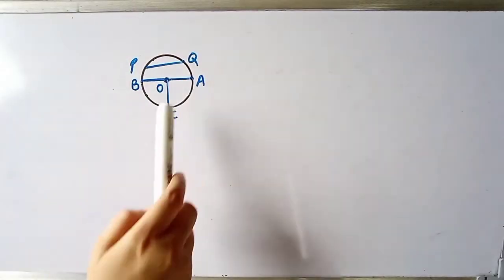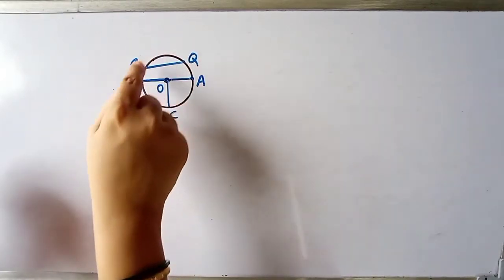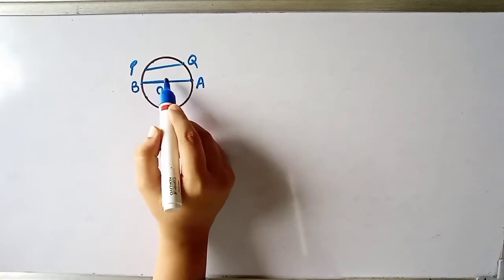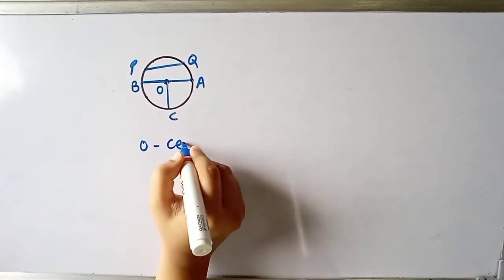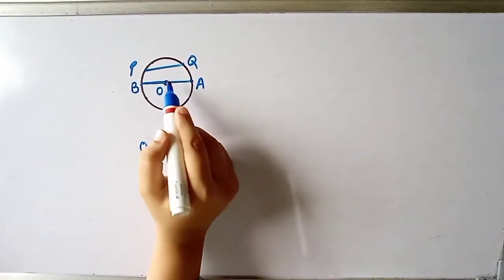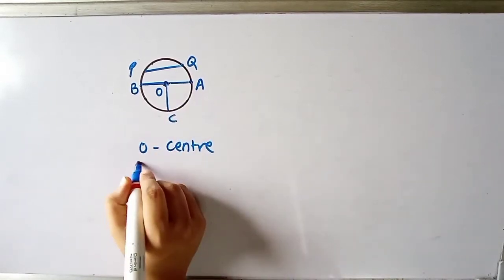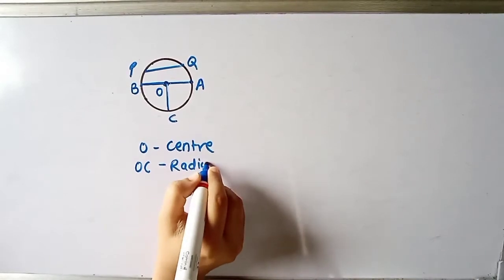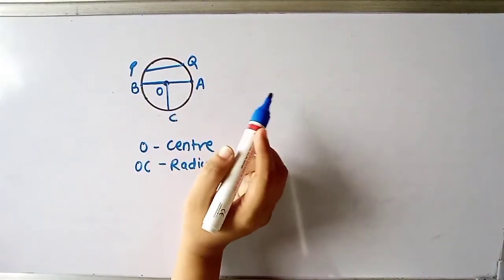Now, if you observe this figure, you will understand all the concepts. This is a circle, and O is the fixed point here. So, O is the center of the circle. Yes or no? Now, OC is a radius of the circle. Segment OC is the radius of the circle. You can say OA is also a radius, OB is also a radius.